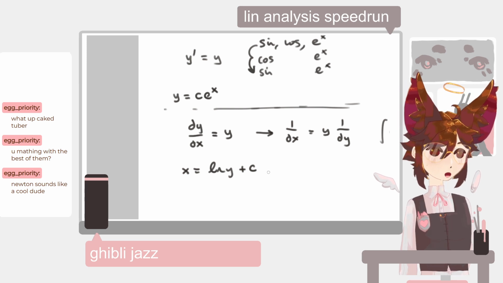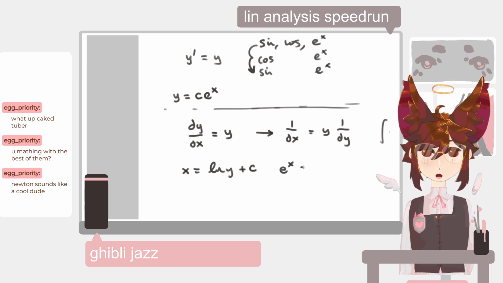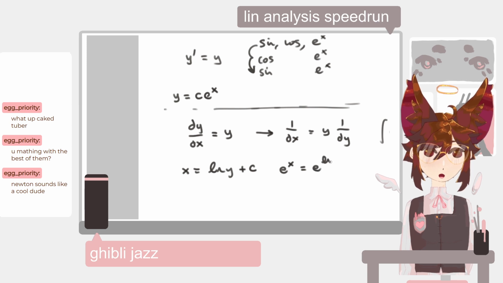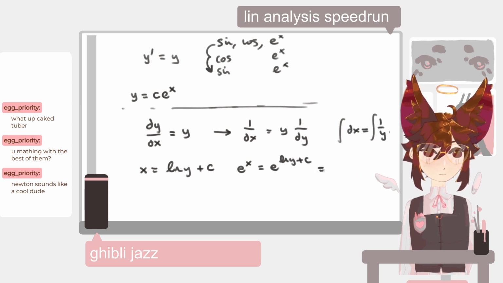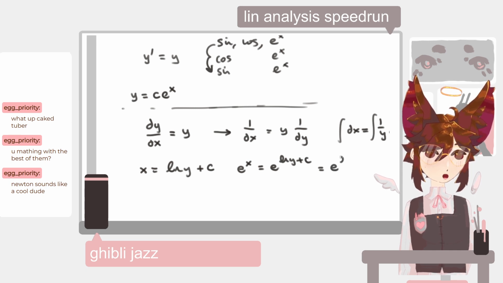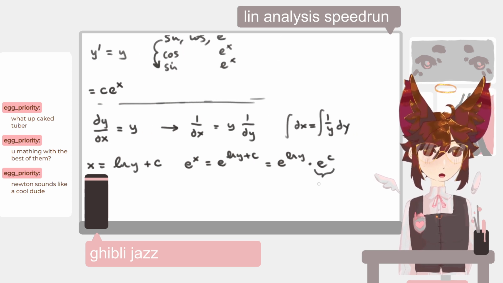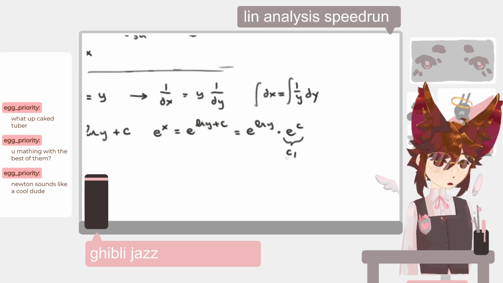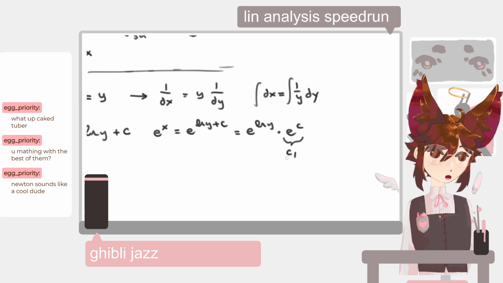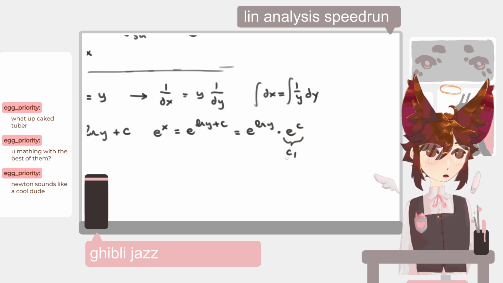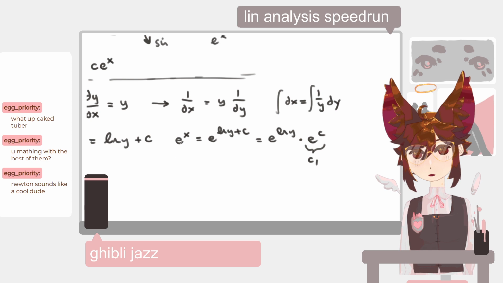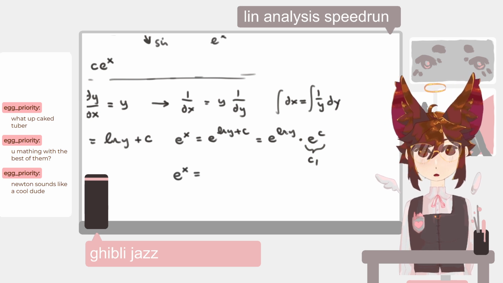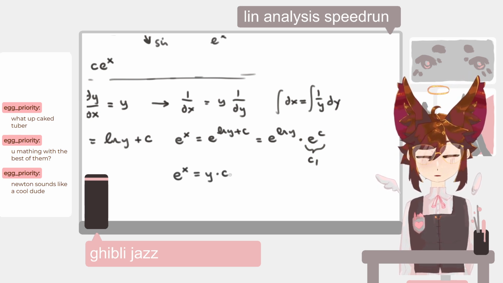We're going to raise both sides to the power of e. So we'll get e to the x equals e to the ln of y plus c. And we know that by our e rules, this will be e to the ln y times e to the c, right? And e to the c is just some other constant. We can call that c1. We can call it anything, like z, alpha, beta, anything you want, really. But what we'll get is e to the x equals y times c1.